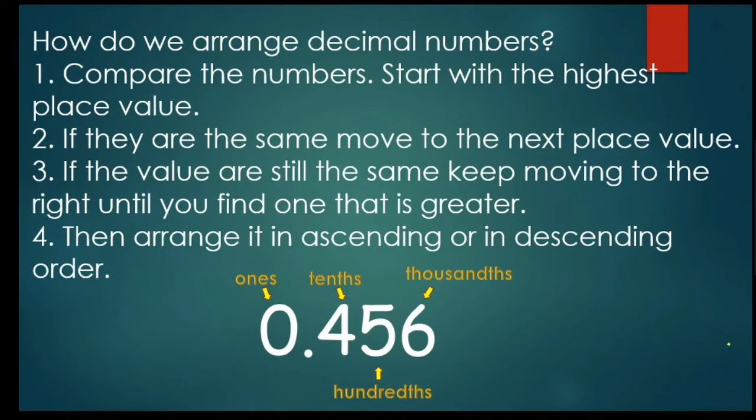First, we are going to compare the numbers by starting with the highest place value. The highest place value is the whole number. So we are going to compare first the digit on the ones place. If they are the same, move to the next place value, which is tens, until you find the one that is greater. If the ones and the tens place are the same, we are going to move to the hundreds place. If they are still the same, we are going to move on to the thousands place. Then arrange it in ascending or descending order.